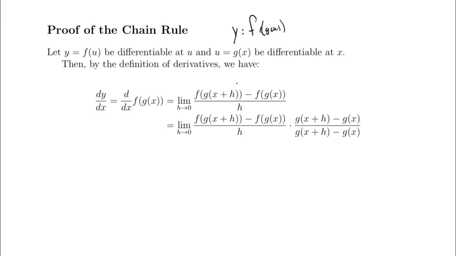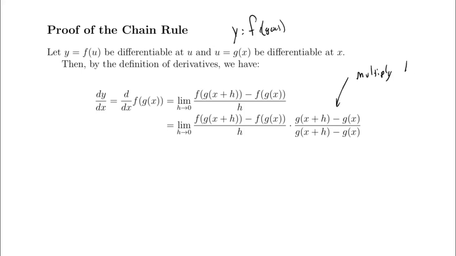Normally we have f of x plus h, right? But now we have this f of g. We're still going to evaluate at x plus h. So the x plus h part still goes right in here. All right, so there's our limit of f of g of x plus h minus f of g of x all over h. And then what we're going to do is multiply by 1.